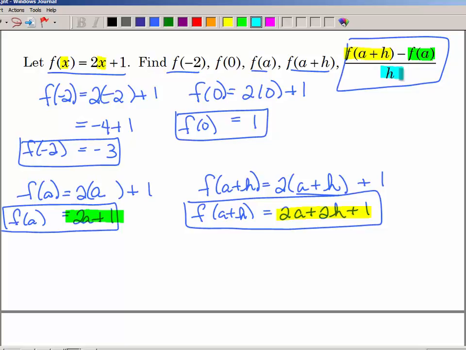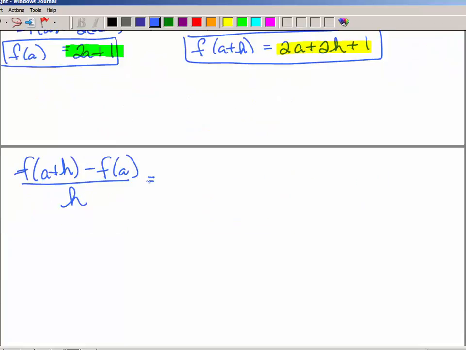Okay, so I'm going to take some of my previous work to help me save some time here. So here's the problem. f of a plus h is what I've highlighted in yellow here, so I'm just going to write that down. And then here's the tricky part.